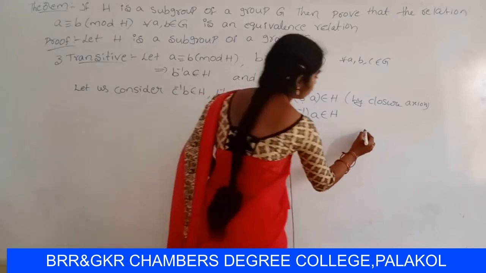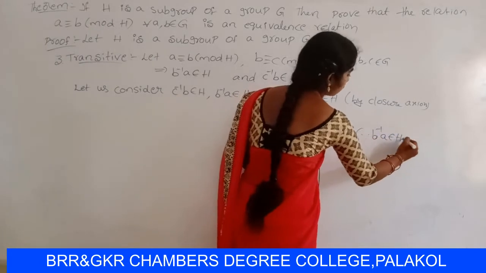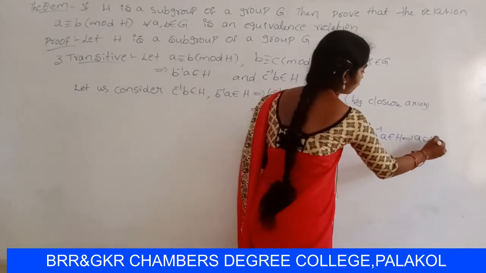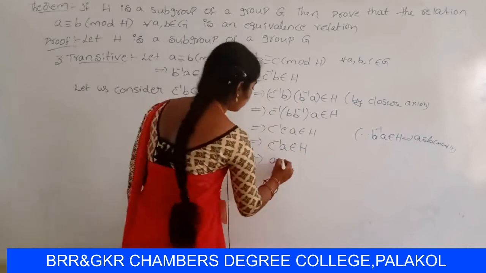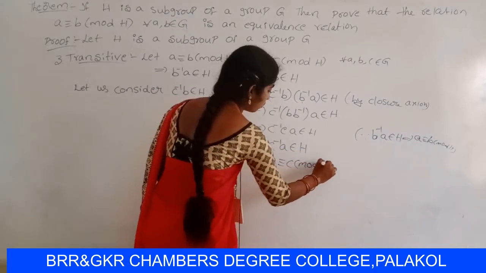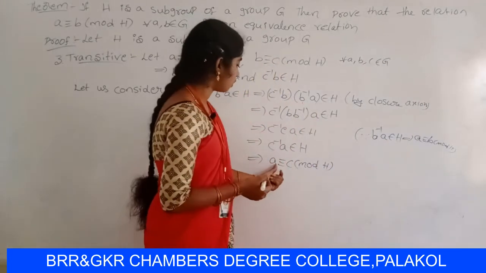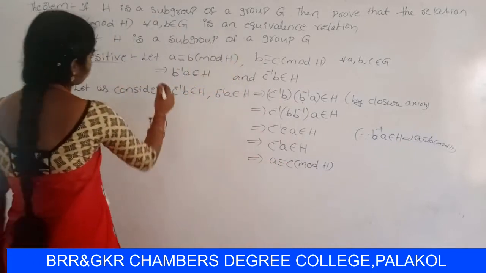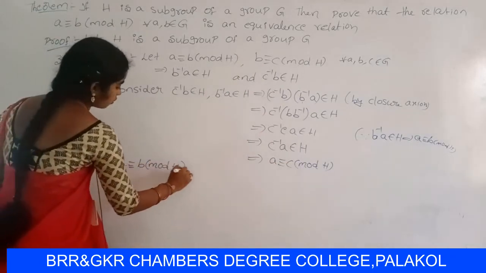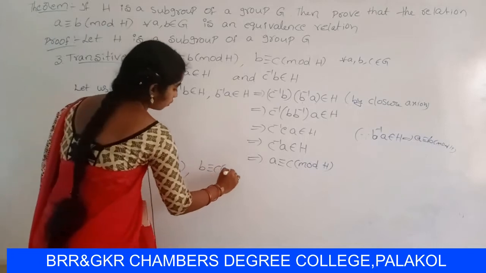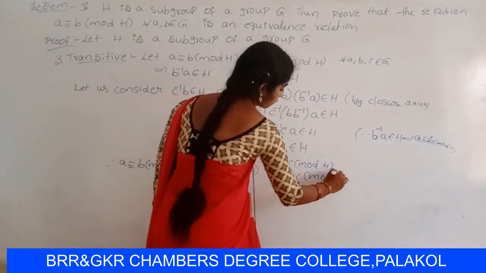Already you know that by the congruence definition, B inverse A belongs to H implies A congruent to B modulo H. So C inverse A belongs to H can be written as A congruent to C modulo H, by using the definition of congruence modulo H. So first of all, we considered A congruent to B modulo H and B congruent to C modulo H, and the result is A congruent to C modulo H.